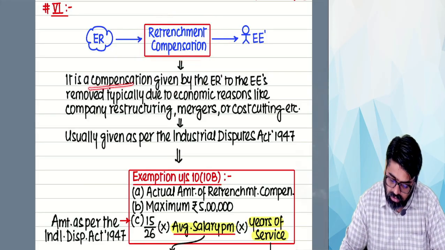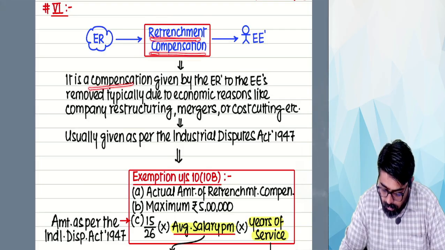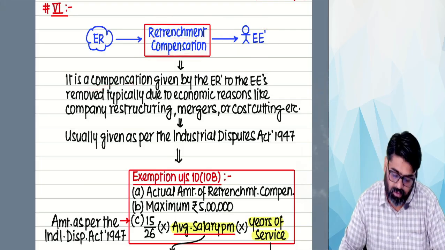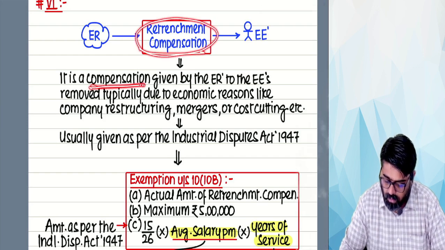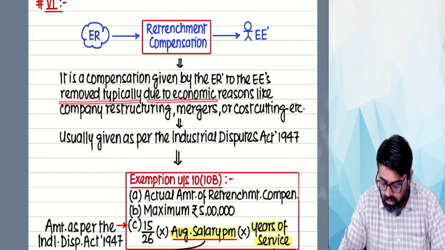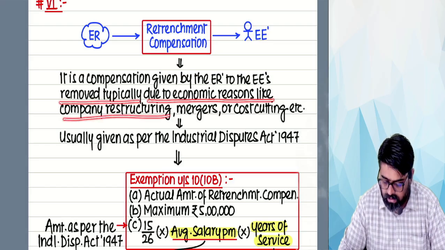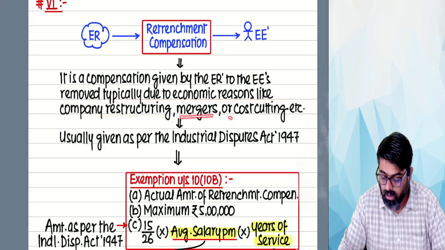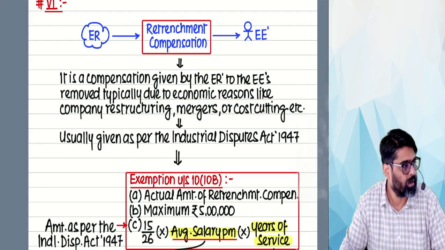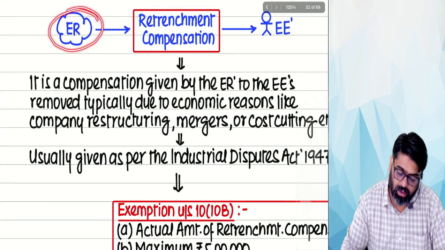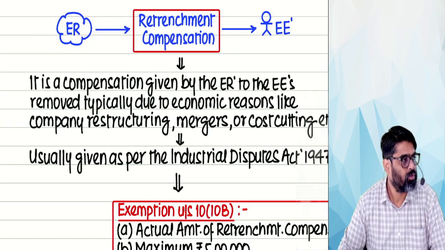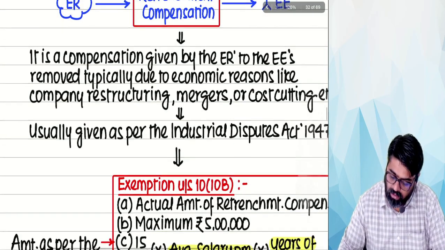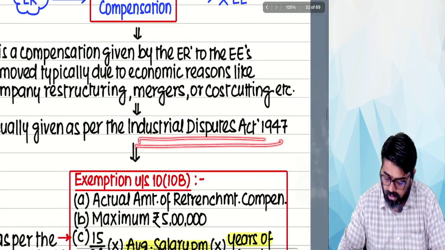On retrenchment, no, some compensation is given to the employee. So it is a compensation. Retrenchment compensation is a compensation given by the employer to the employees who are removed, typically due to economic reasons like company restructuring, amalgamation, mergers, or cost cutting measures, etc. Okay. So now what happens if the employer is doing some retrenchment of employees? So there is a law in India. The name of that law is Industrial Disputes Act 1947.